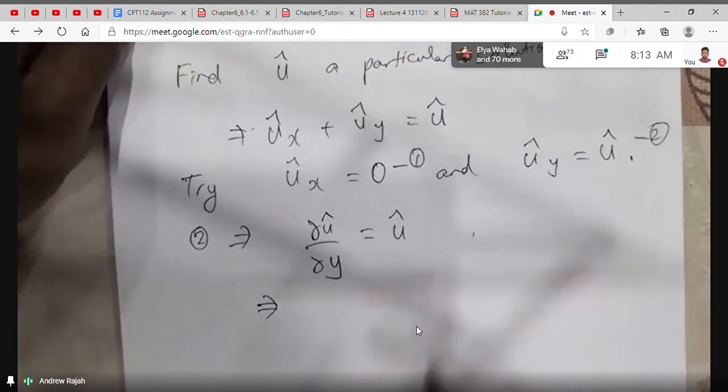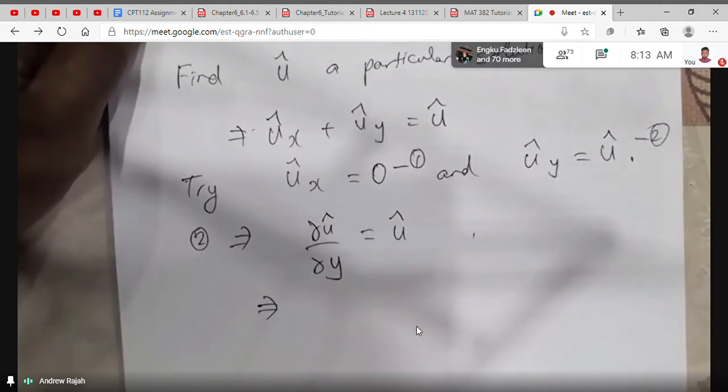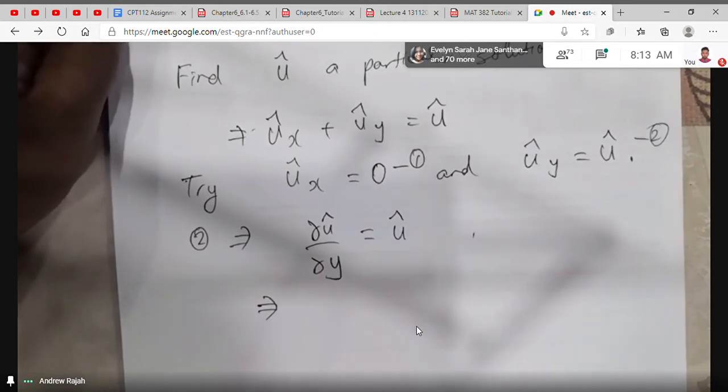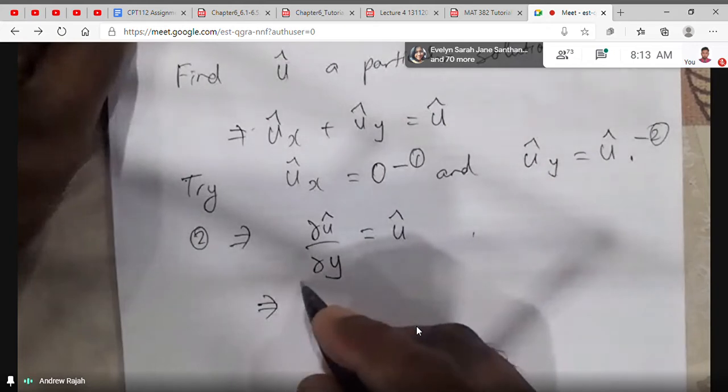So you bring it over as integration. I know you are using this method.